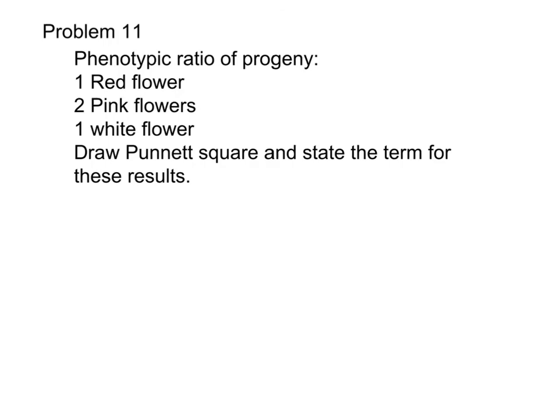Problem 11 is looking at some phenotypic ratios of progeny that don't exactly follow Mendelian ratios. So here we're looking at progeny that result in red flowers, pink flowers, and white flowers. With a Mendelian segregation ratio, you might expect a 3-to-1 ratio of red to white, dominant to recessive, but instead we get this intermediate phenotype with pink, which is intermediate between red and white. This should clue you in to the idea that we're talking now about incomplete dominance.